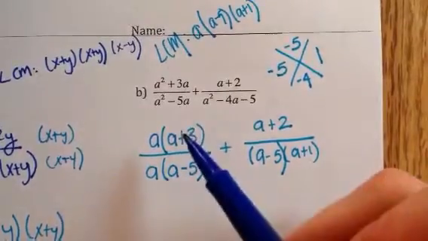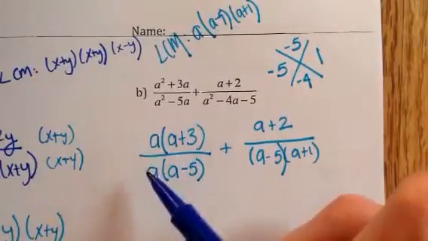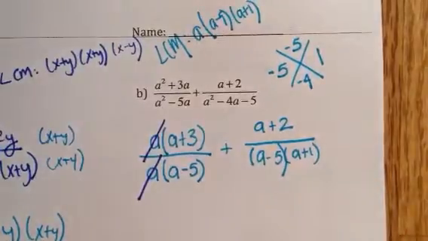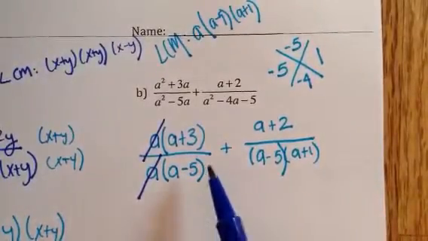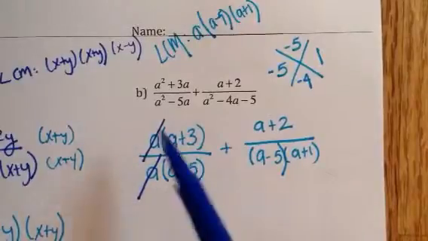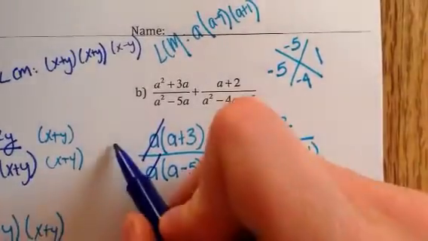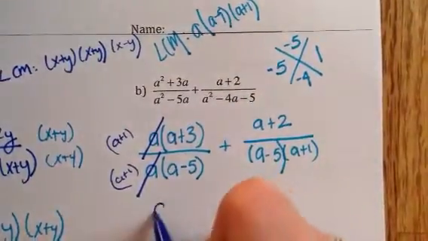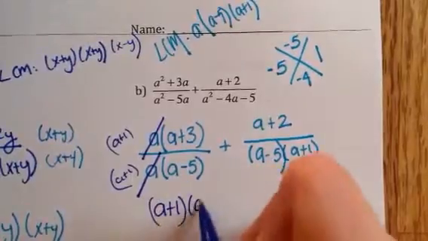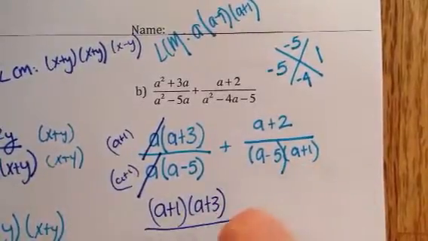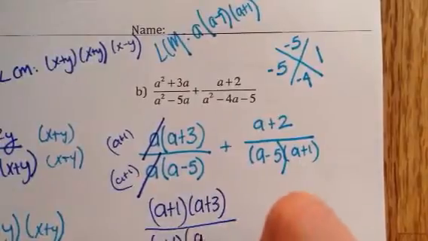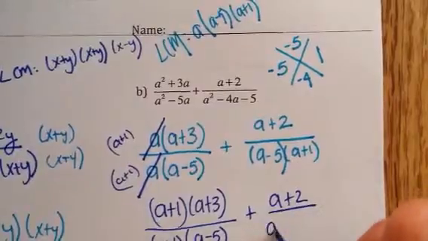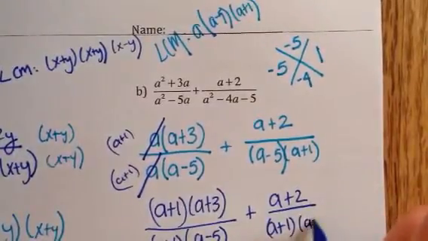Okay? So, first off, I see an A and an A, and I know that these two A's can cancel out. By eliminating that A, now all I'm missing on this side is that A plus 1. So I multiply top and bottom by A plus 1. So I have A plus 1 times A plus 3 over A plus 1, A minus 5, plus A plus 2 over A plus 1, A minus 5.